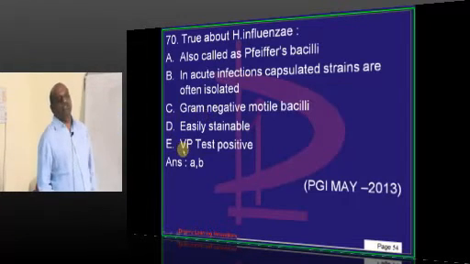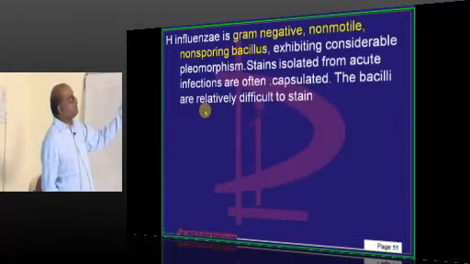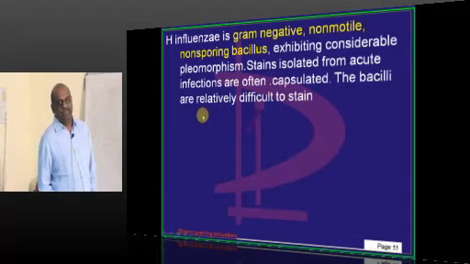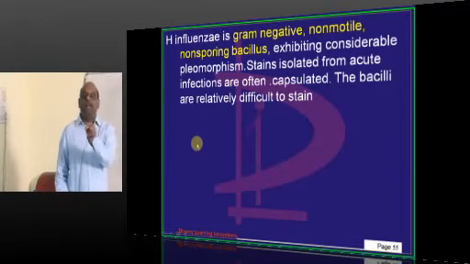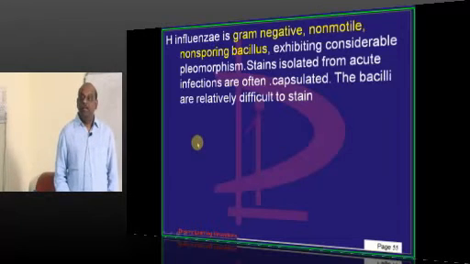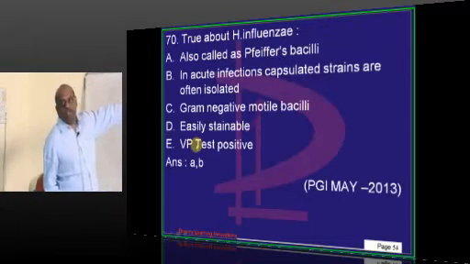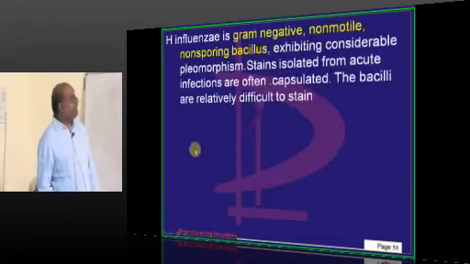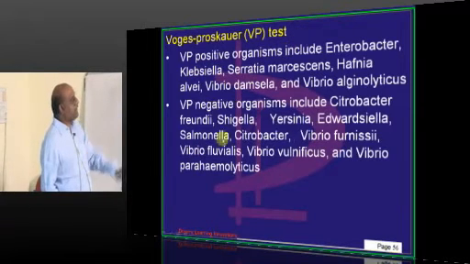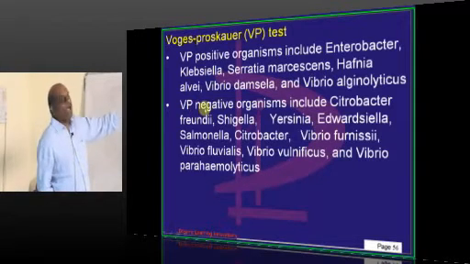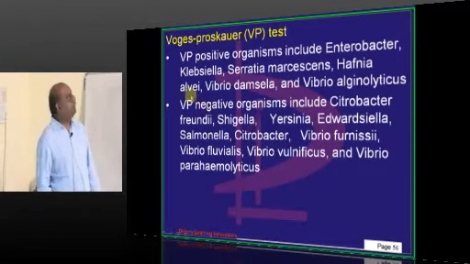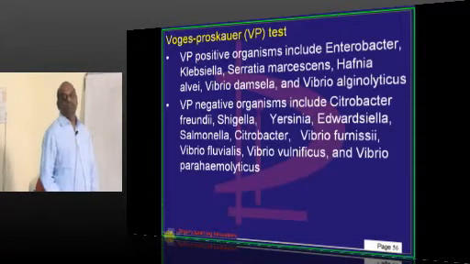And what is the importance of the VP test? VP is Voges-Proskauer's reaction. There is a bigger reaction called IMViC. So it is Voges-Proskauer negative. There are very few organisms which are Voges-Proskauer positive. What are they? Enterobacter, Klebsiella, Serratia, Vibrio and Hafnia. They are the only ones which are VP positive.